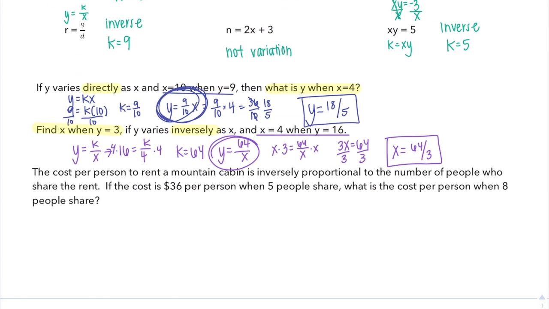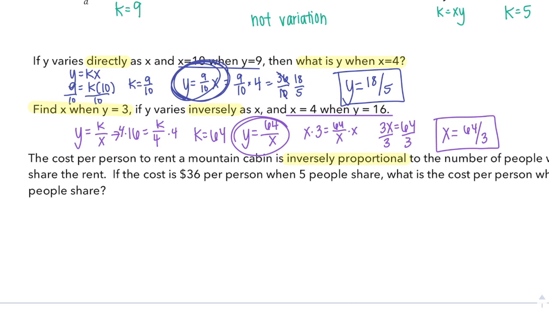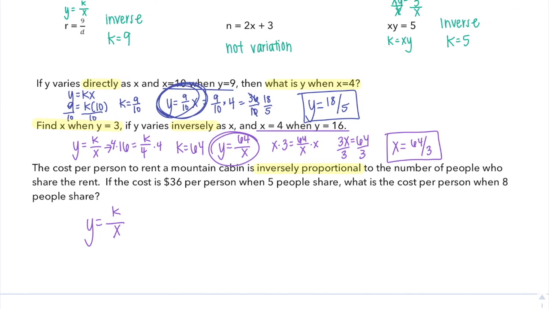Okay, now in a word problem, you kind of have to read. This one, they kind of tell you. It says the cost per person to rent a mountain cabin is inversely proportional, so I can just go ahead and write out my formula right now. It's inversely proportional, which means y equals k over x, to the number of people who share the rent. If the cost is $36 per person when 5 people share, what's the cost per person when 8 people share?